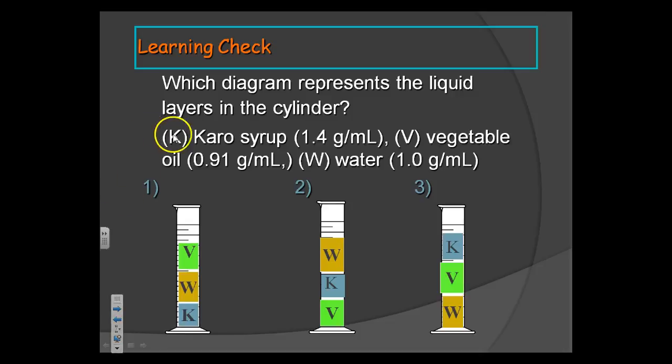So, if we look at the densities of Karo syrup, vegetable oil, and water, think about which way they are going to end up if you were to mix them all in a graduated cylinder based on density. The correct answer is going to be number 1. You have vegetable oil, which has the smallest density, that would float to the top. Water would be the one in the middle, and then the Karo syrup has a density greater than water, so it would sink to the bottom.